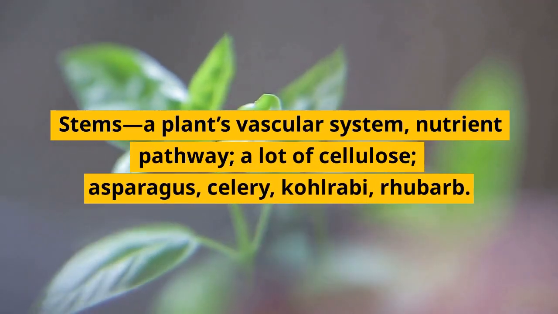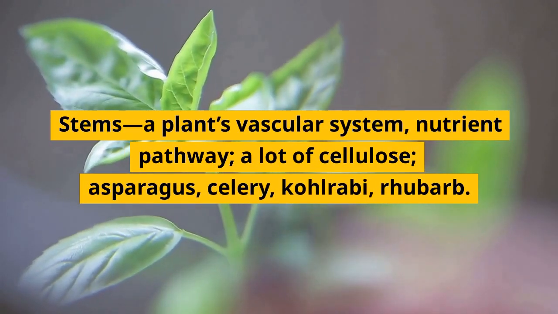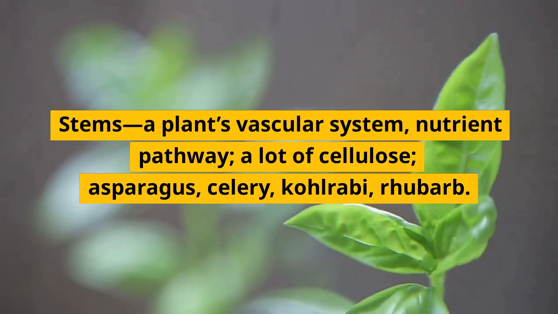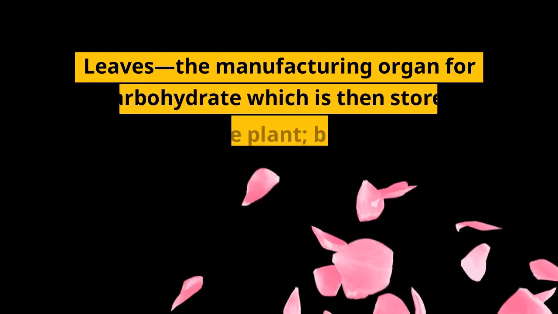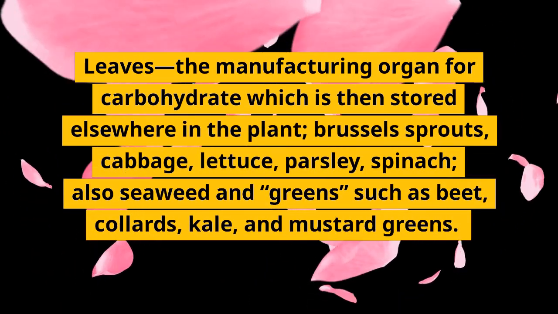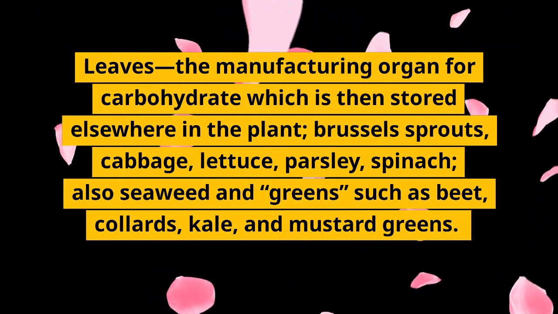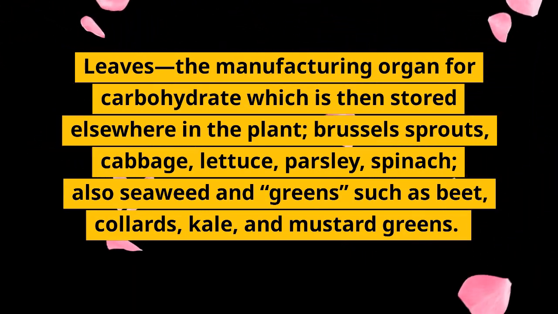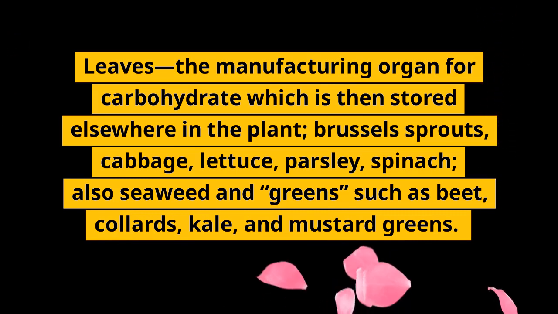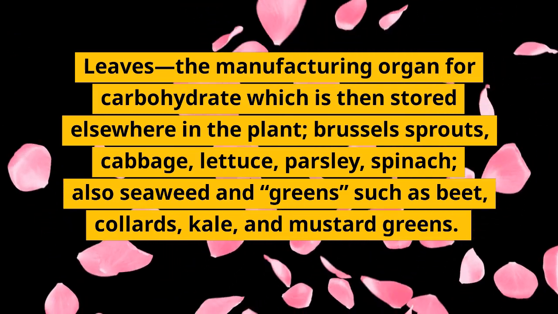Stems. A plant's vascular system, nutrient pathway. A lot of cellulose. Asparagus, celery, kohlrabi, rhubarb. Leaves. The manufacturing organ for carbohydrate which is then stored elsewhere in the plant. Brussels sprouts, cabbage, lettuce, parsley, spinach. Also seaweed and greens, such as beet, collards, kale, and mustard greens.